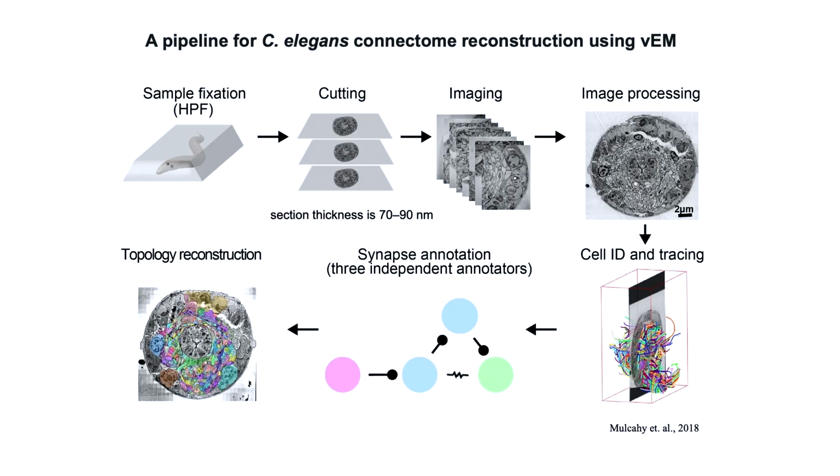Here you can see one section of this nematode, and inside this dark part is the pharynx, and around it there are neurons, and at the edges there are muscles and hypodermis, or the skin. And you can do the cell ID by tracing in different ways. You can do machine learning and all sorts of things, and now we also have machine learning to annotate synapses, and then you can get a topology reconstruction from these things.